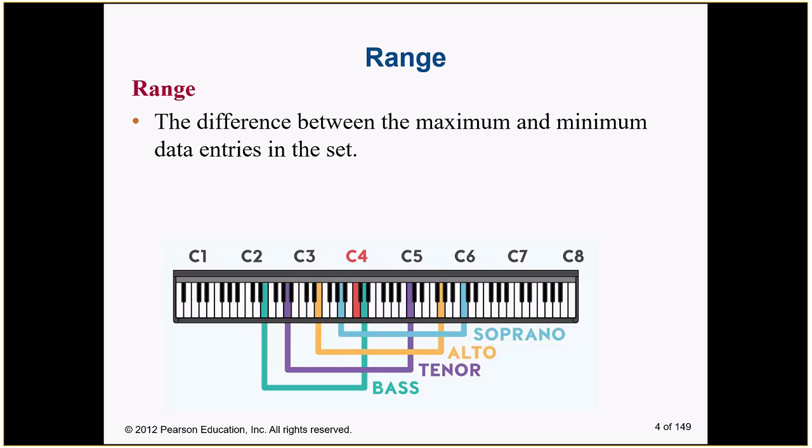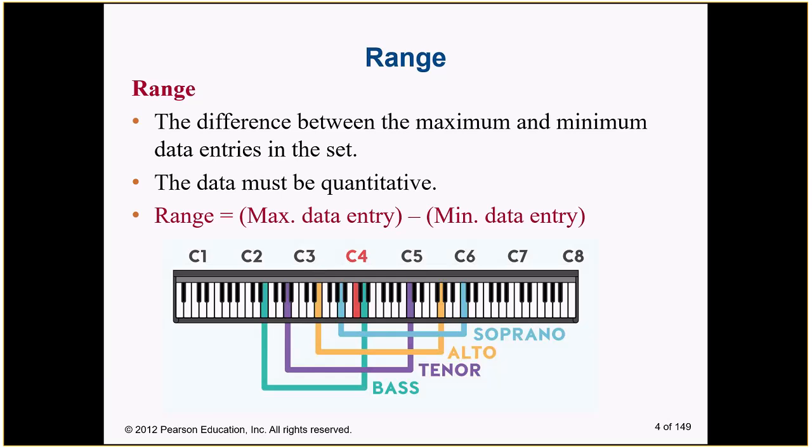So let's quickly revisit range. That's the difference between the maximum and the minimum data entries in the set. The range of a bass singer and a soprano singer is going to be different, right? Because their lowest and their highest are going to be different. And that's what we're measuring for a singer, as well as when we look at other things. The other thing that's important is that we have to have quantitative data, so we're able to count. And the range formula is the max data entry minus the minimum data entry.